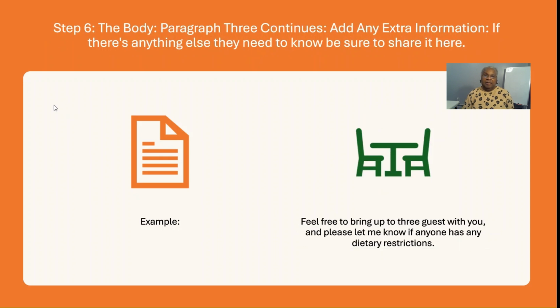Step 6. In the body of the letter, you would add any extra information. If there's anything else they need to know, be sure to share it here. For example, feel free to bring up to 3 guests with you. And please let me know if anyone has any dietary restrictions.